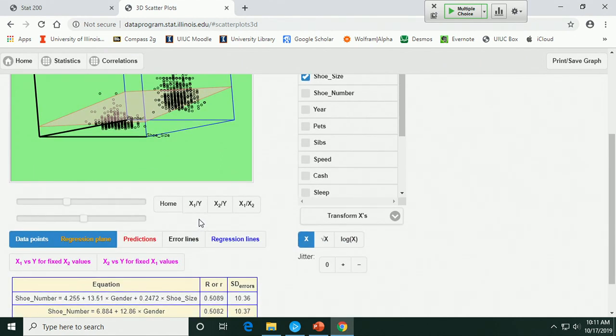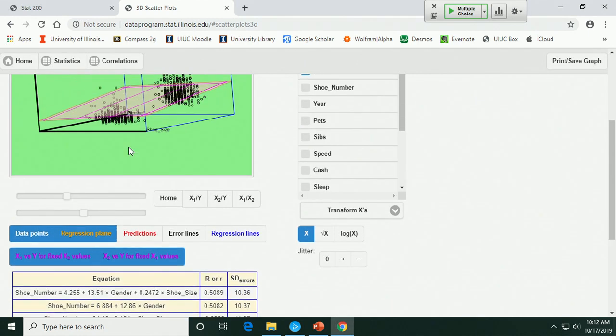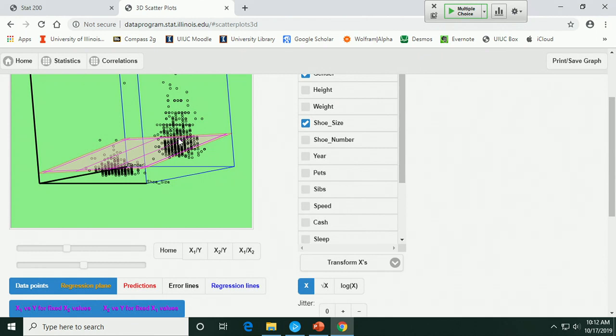Now, what's this? This is X1 for fixed values of X2. So this is how much of a difference gender makes for people of the same shoe size. Everybody here has small feet; there's hardly anybody. These pink lines show gender, and this has that big slope that we got of 13.51. Whereas the other way, there are only two of them because this is controlling for gender. So here, everybody's a man.